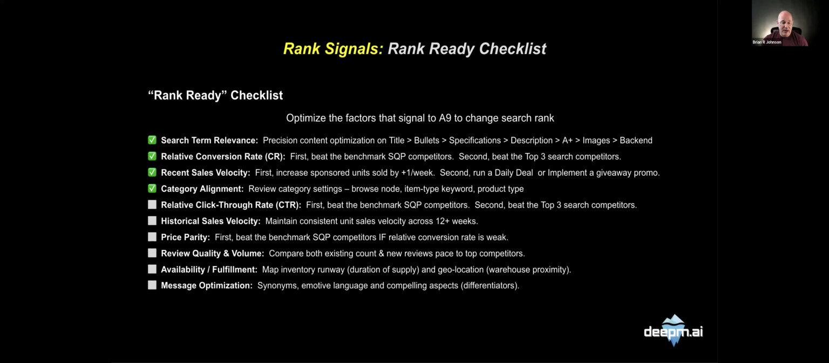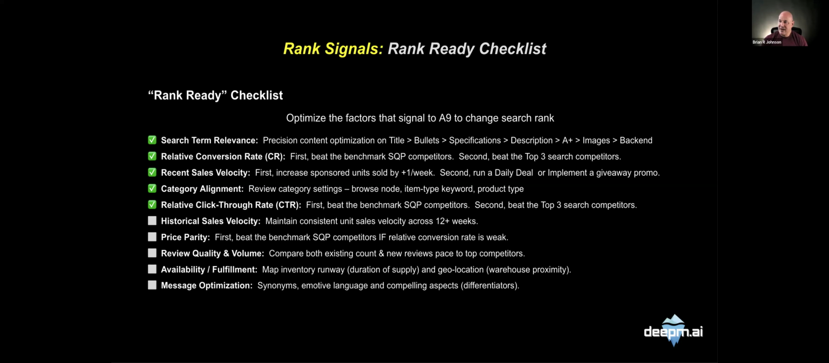Relative click-through rate. This grows and shrinks in popularity from quarter to quarter. Right now, there's always something that's being hyped because people are selling things. Relative click-through rate does actually have a benefit. It's not in my top four when it comes to organic ranking, but if you can improve your relative click-through rate, you can observe that through your search query performance.